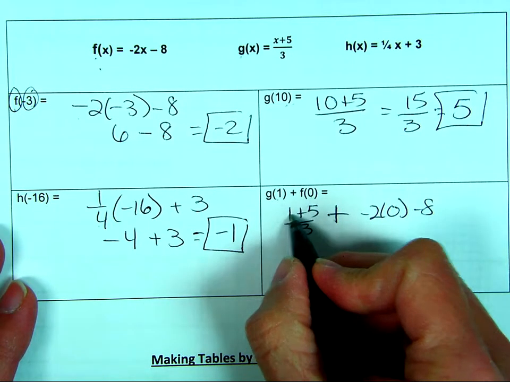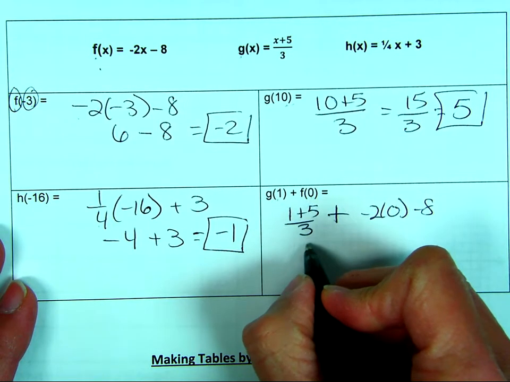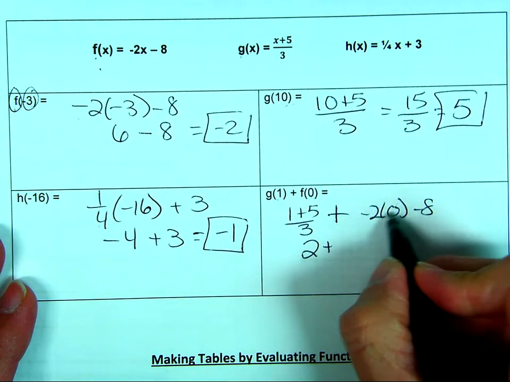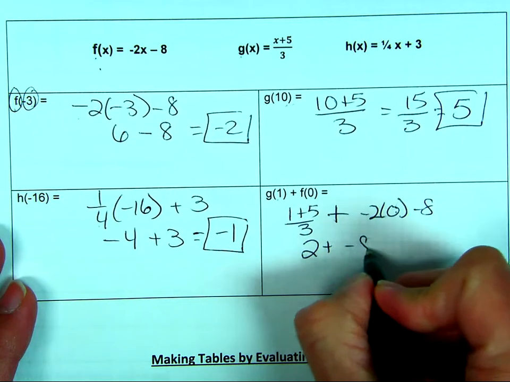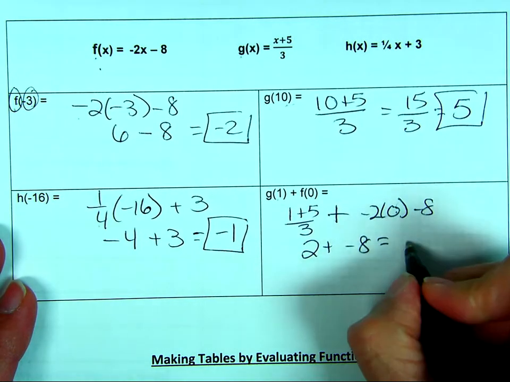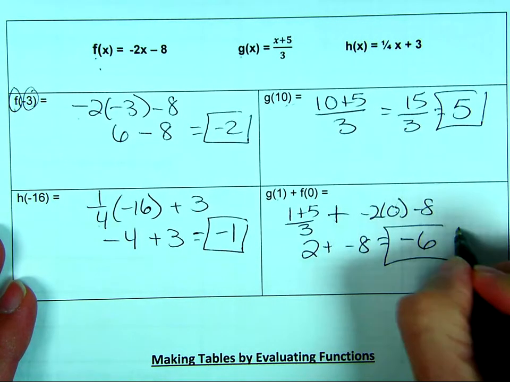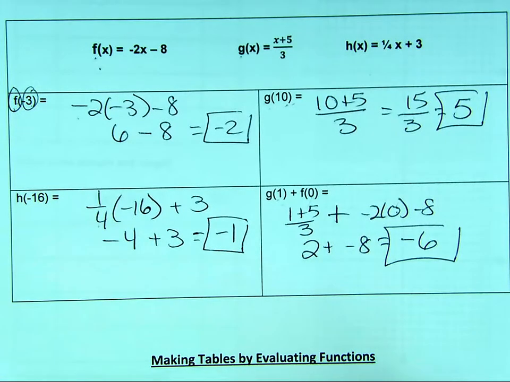So 1 plus 5 is 6. 6 divided by 3 is 2. Negative 2 times 0 is 0. Minus 8 is negative 8. And 2 minus 8 is negative 6. So that is what g of 1 plus f of 0 equals. Okay, that's how you evaluate.